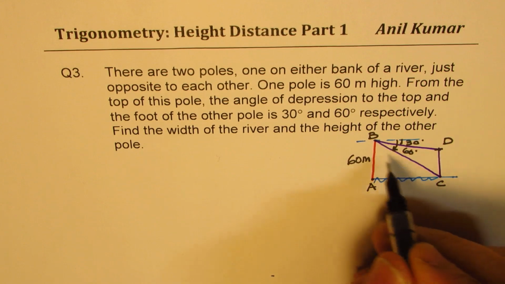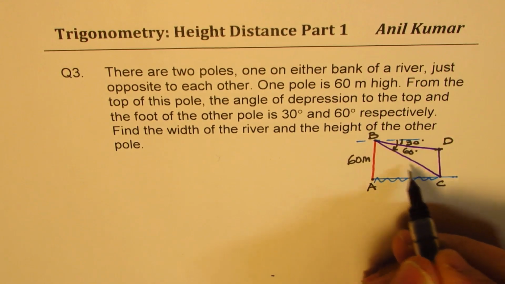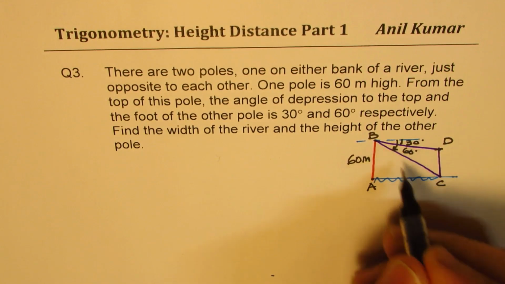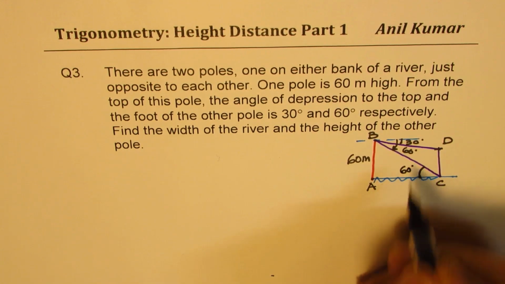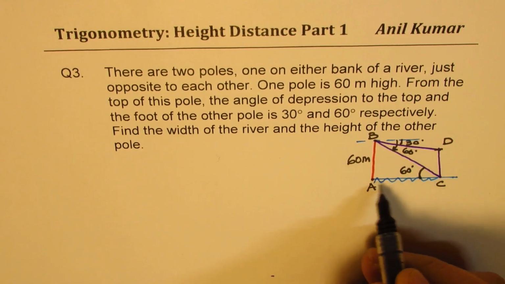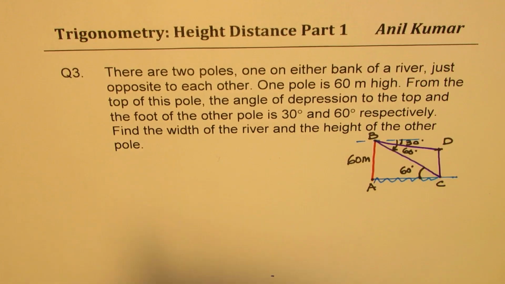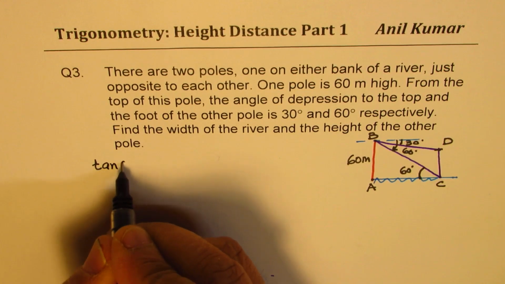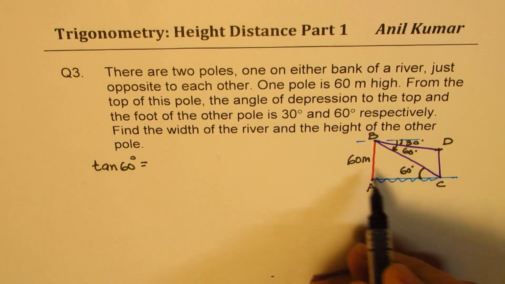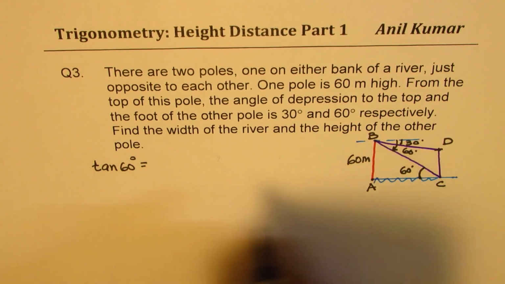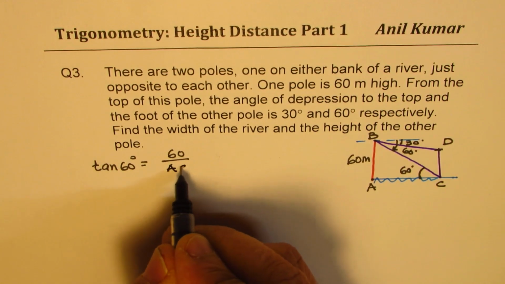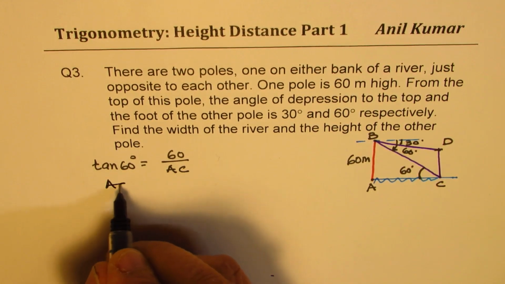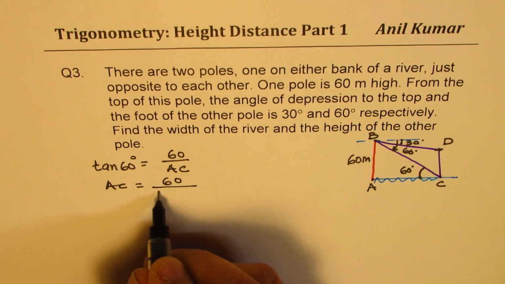In this triangle ABC to find the width. This angle is 60 degrees, so therefore that angle should also be 60 degrees. Correct? So from here we'll get the width using tan ratio, right? So tan of 60 degrees is equal to the opposite side, which is 60, over the adjacent side AC, right? So we'll say AC. So just cross multiply. So AC is equal to 60 over tan 60.